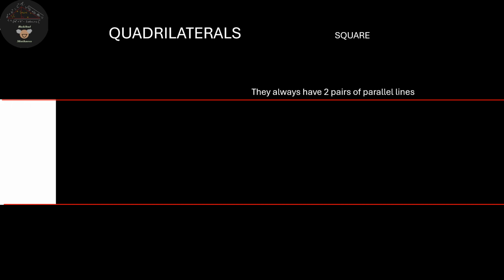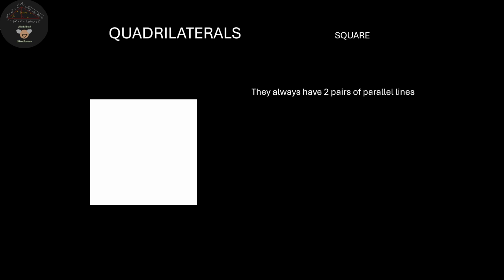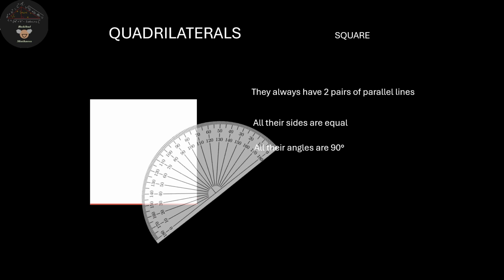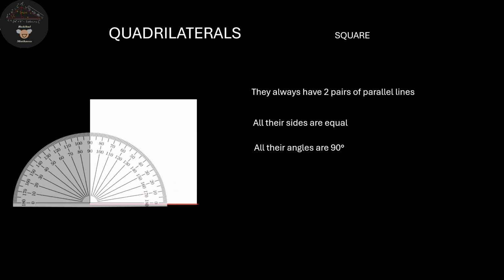Now let's bring back our square. And as I mentioned, there are two pairs of parallel lines. Here's the second pair. And now a square must also have all sides that are equal. All its four sides must be equal. And the next condition is for all the angles to be 90 degrees. I've got a protractor here which can measure, and according to the protractor all of them are 90 degrees. So this must be a square.